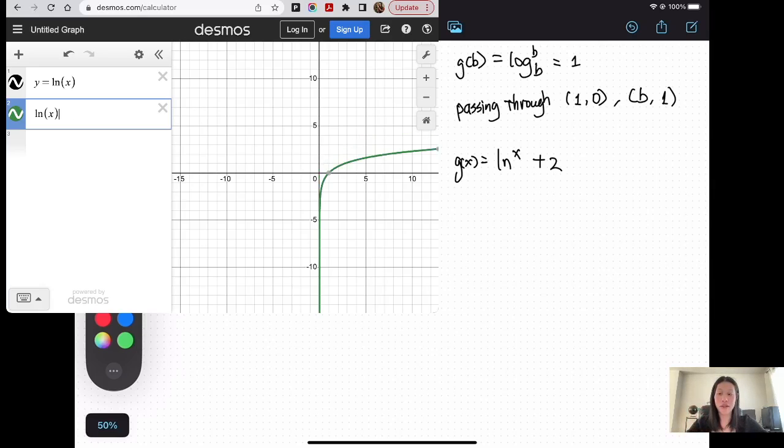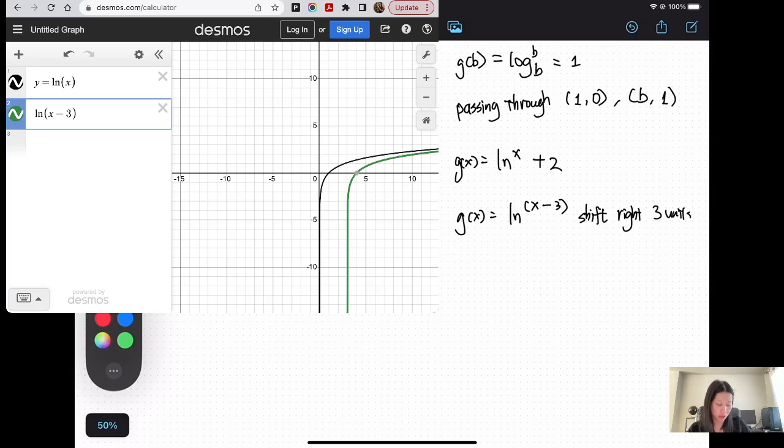What if I subtract a number from x, such as subtracting 3? The function is going to shift to the right 3 units, like what we said before. What if I take a negative of the whole function? Let's take a look. If I take the negative of the whole function, ln is going to be upside down, reflecting over the x-axis.